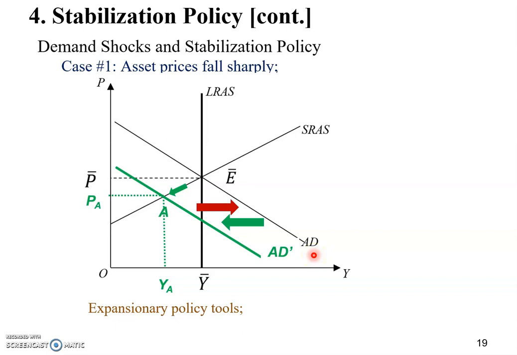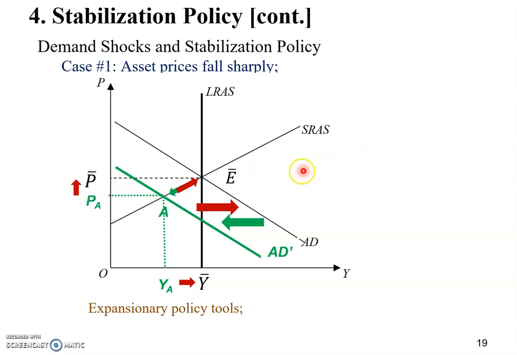Now if they're doing that, they simply push the AD back to the original position. Remember, there was a leftover shift because of the decrease in asset prices, right? Now we use the government policies to push it back to the original AD. Because of those expansionary policies, we're going to see the output level go back to the original level, from YA to Y bar. Remember, that's the long-term potential level, and the overall price level goes up from PA to P bar.